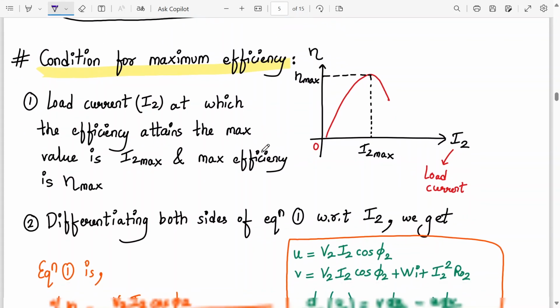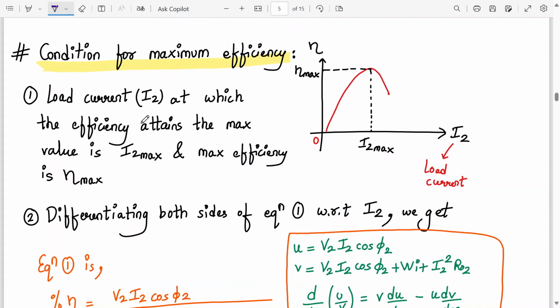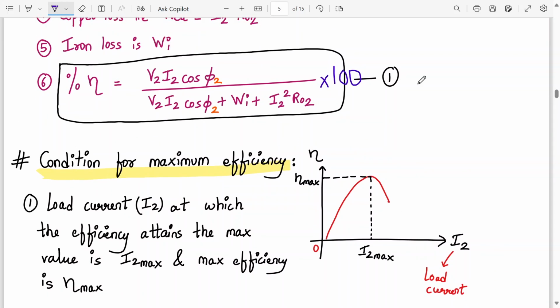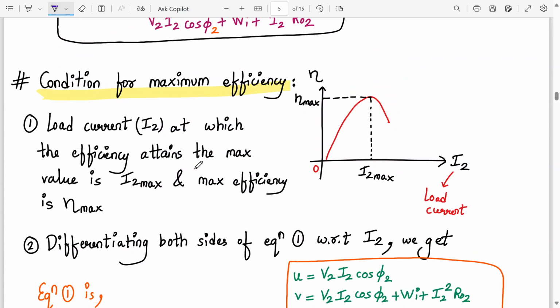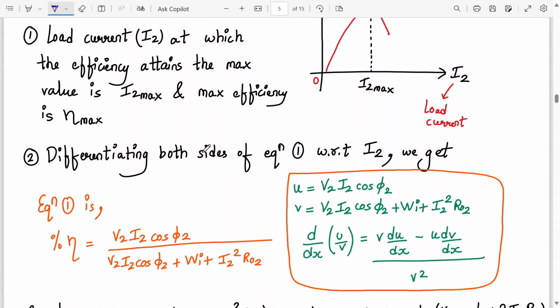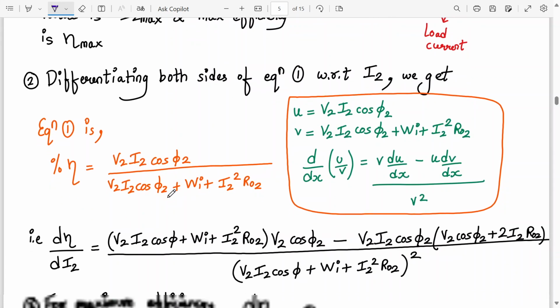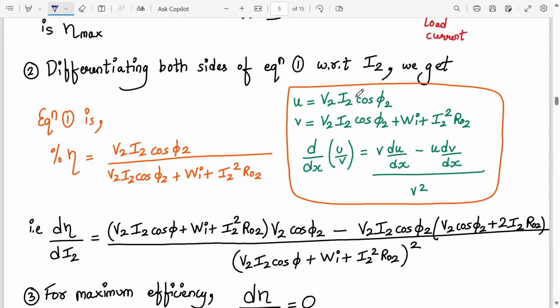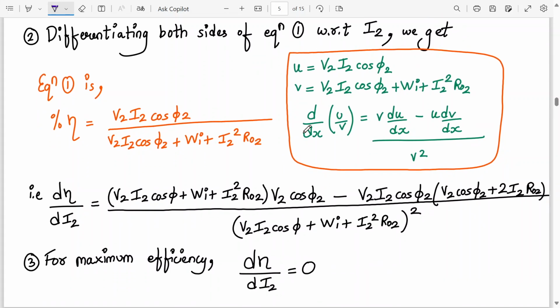Okay. So the load current I2 at which the efficiency attains the maximum value is I2 max, and the maximum efficiency is called eta max. Now this equation number one, you just differentiate both the sides with respect to I2. So let us treat this numerator term as u and denominator term as v. What is the differentiation of u by v? It is v du by dx minus u dv by dx, all over v square, right?